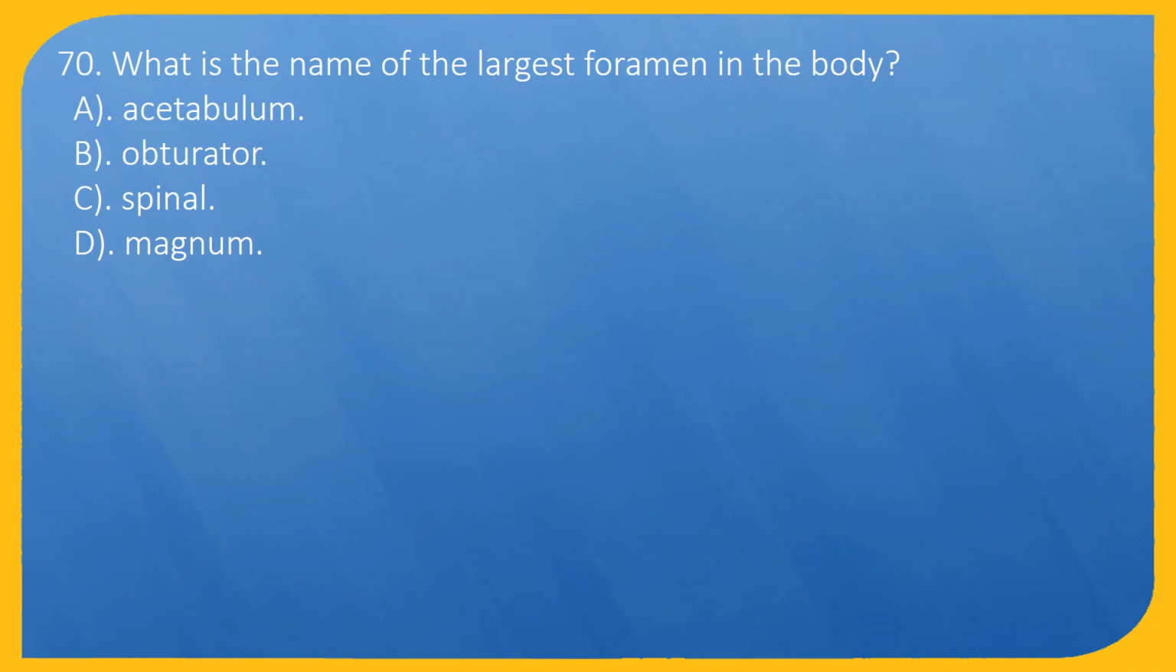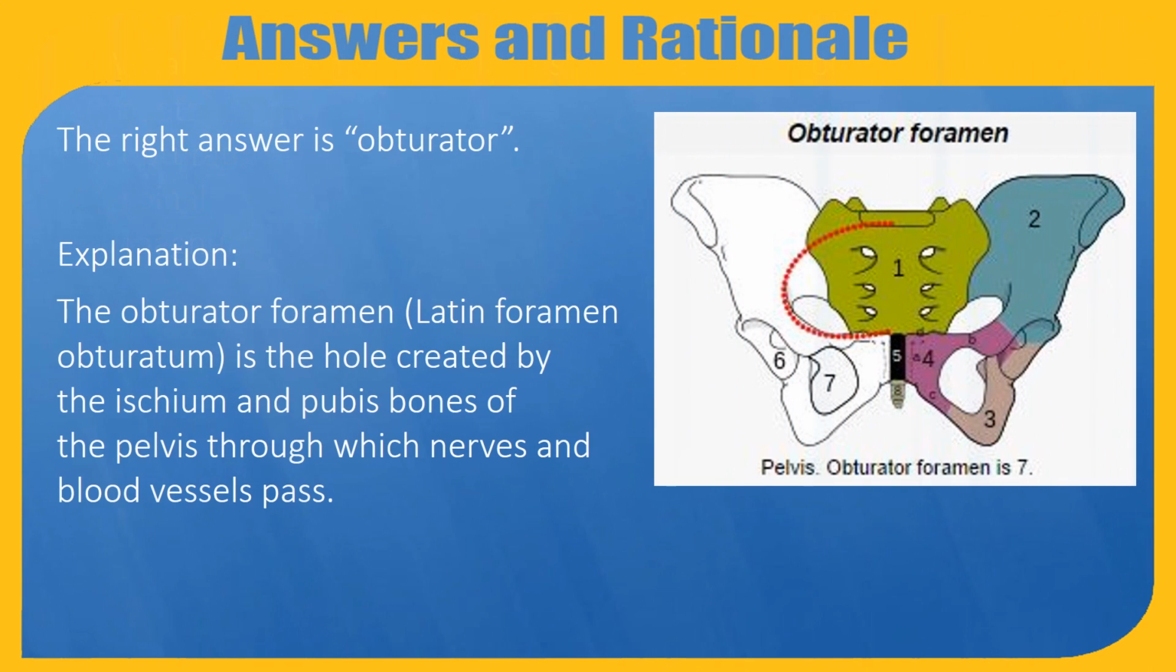Question 70. What is the name of the largest foramen in the body? A. Acetabulum. B. Obturator. C. Spinal. D. Magnum. The right answer is obturator. Explanation: the obturator foramen, Latin foramen obturatum, is the hole created by the ischium and pubis bones of the pelvis through which nerves and blood vessels pass.